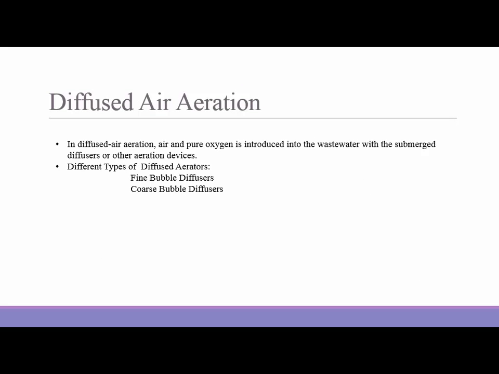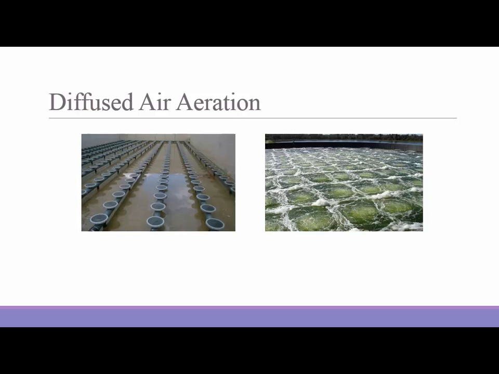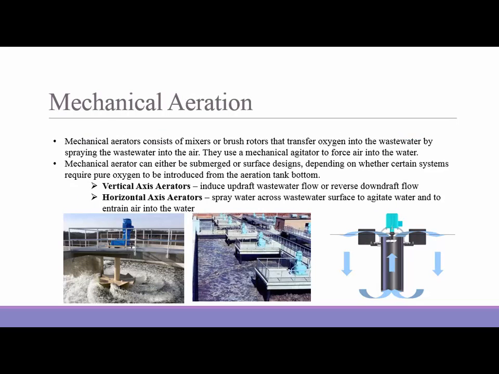Diffuse air aeration. In diffuse air aeration, air and pure oxygen are introduced into the wastewater with submerged diffusers or other aeration devices. As said in the previous slide, there are two different types of diffuse aerators, fine bubble and coarse bubble. The first picture is how the diffuse air aerators look, and the second one is how the aeration looks. And mechanical aeration.